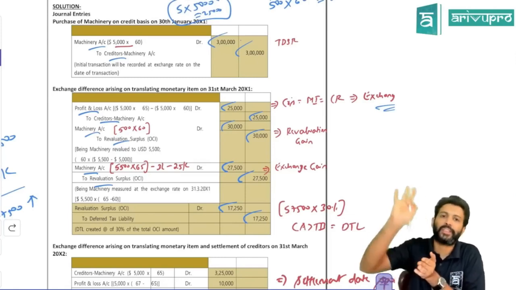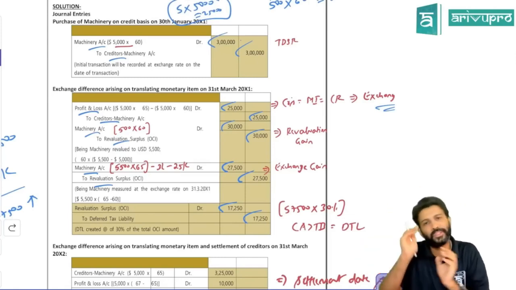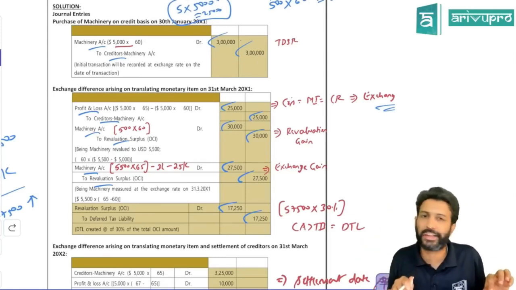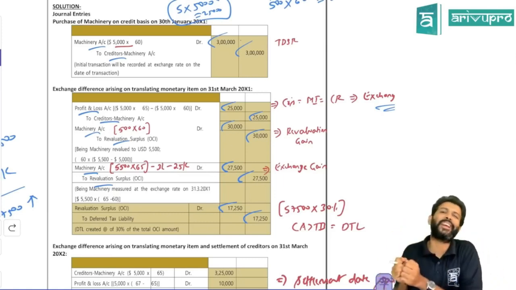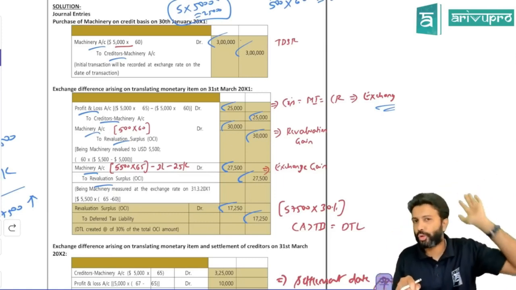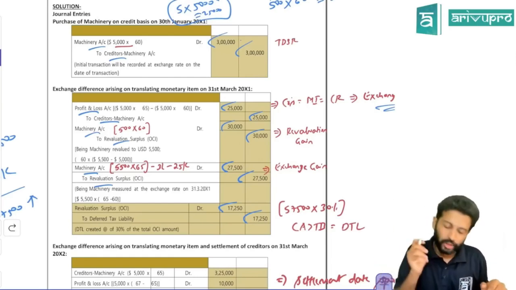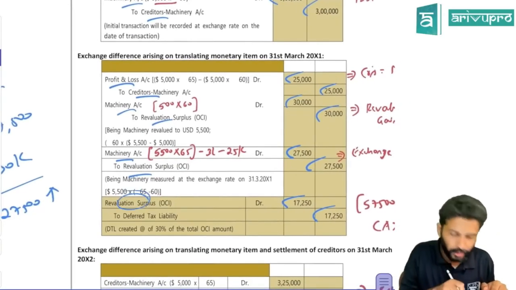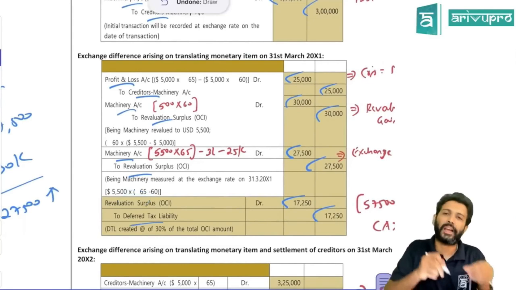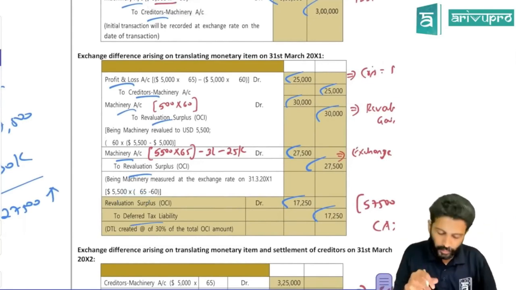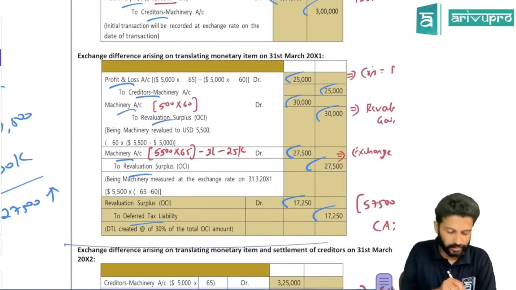Whichever component is leading to the DTA or DTL, the same component has to be used for its creation. Here the OCI component is leading to DTL, so that's the reason you will use OCI only to create deferred tax liability. So which OCI? Revaluation reserve. The journal entry you will pass is revaluation reserve or revaluation surplus account debit to deferred tax liability. Okay, that is the drama for the first year.